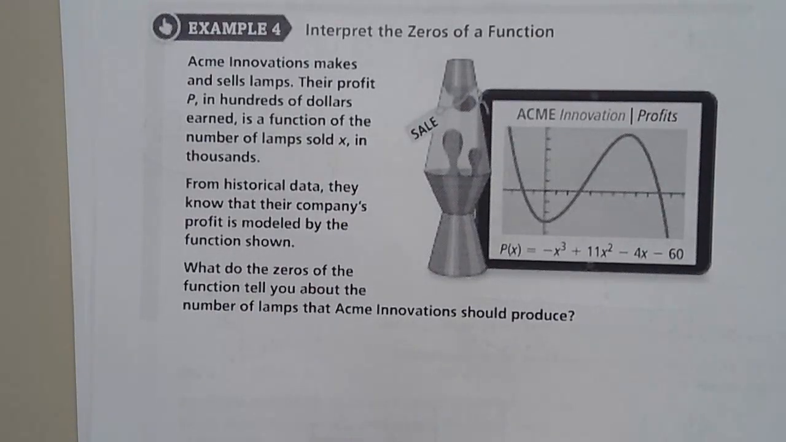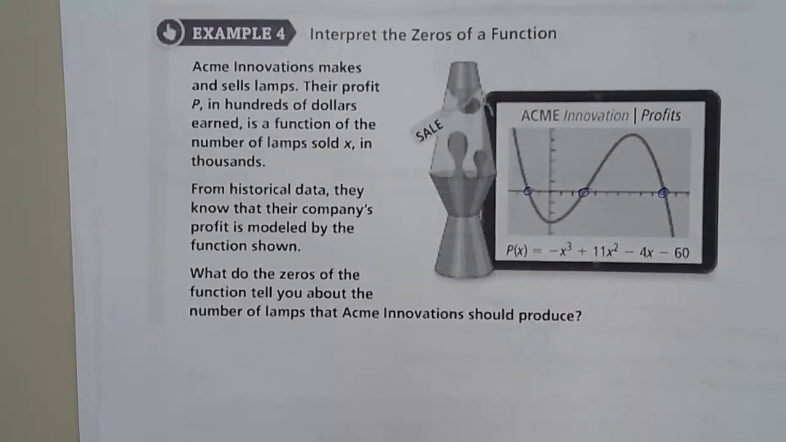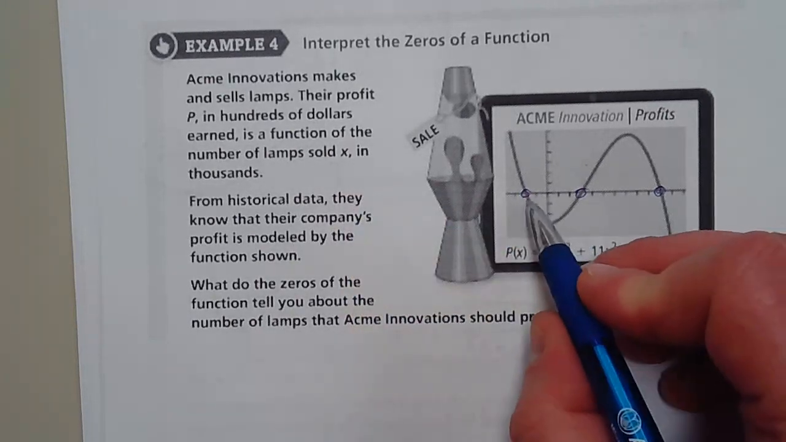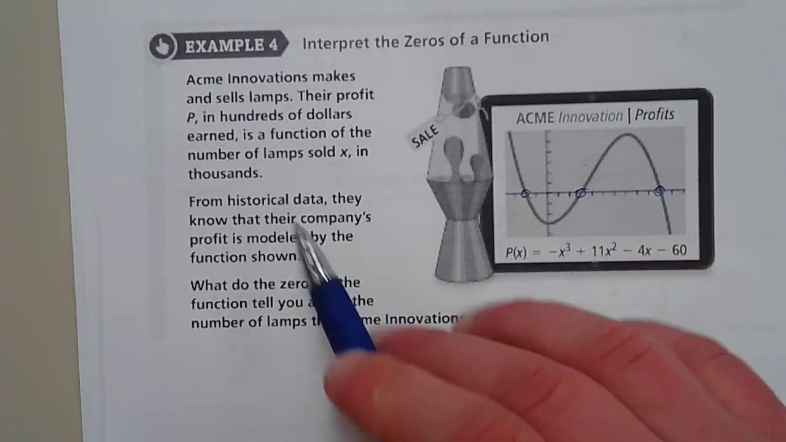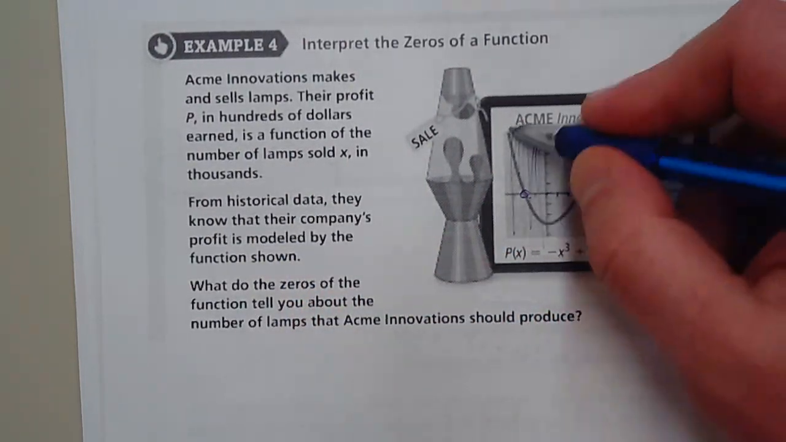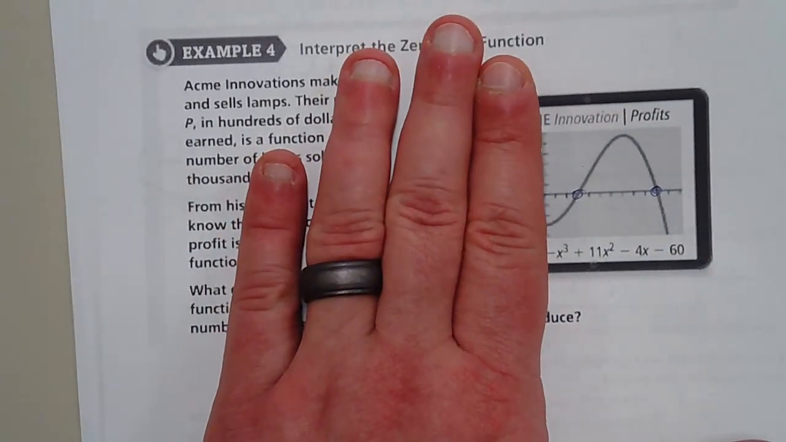The question is just, what do the zeros of the function tell you about the number of lamps they should produce? If you look at the zeros, this graph has 3 zeros. And since the X's, the inputs, are how many lamps they sell, this 0 obviously doesn't make sense because this would be if they made negative 2,000 lamps. So this graph pretty much doesn't exist over here because that'd be producing negative lamps. And so the graph really starts right here.